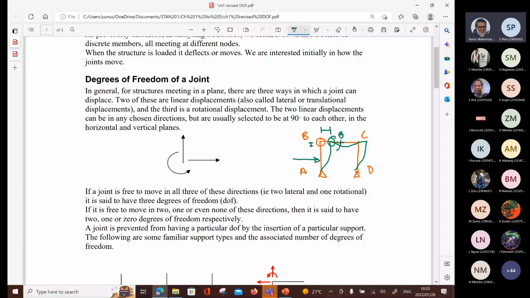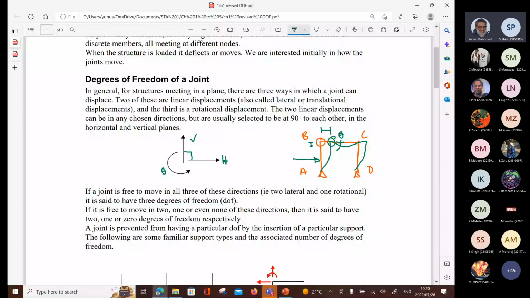2 of these are linear displacements, and this is the one that is rotational. The 2 linear displacements can be in any chosen directions, but we normally make them at 90 degrees to one another, so that we can get it working in a sensible direction. If a joint is free to move in all 3 of these directions, that's 2 lateral and 1 rotational, it is said to have 3 degrees of freedom.